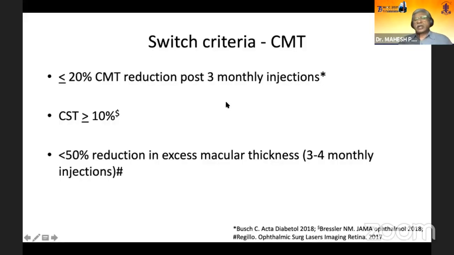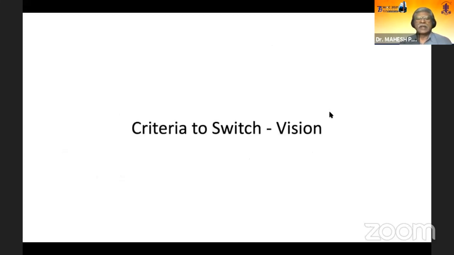So when we looked at the switch criteria, there is no uniform criteria. There are 3 different studies I'm quoting here. They looked at the central macular thickness as the criteria for switching. One study says if there is less than 20% central macular thickness reduction after 3 injections, then you think of switching. Another study says if there's worsening, when the central subfoveal thickness worsens by about 10%, then you think of switching. Another study looks at it differently, which says less than 50% reduction in excess macular thickness after 3 to 4 monthly injections, then you think of switching.